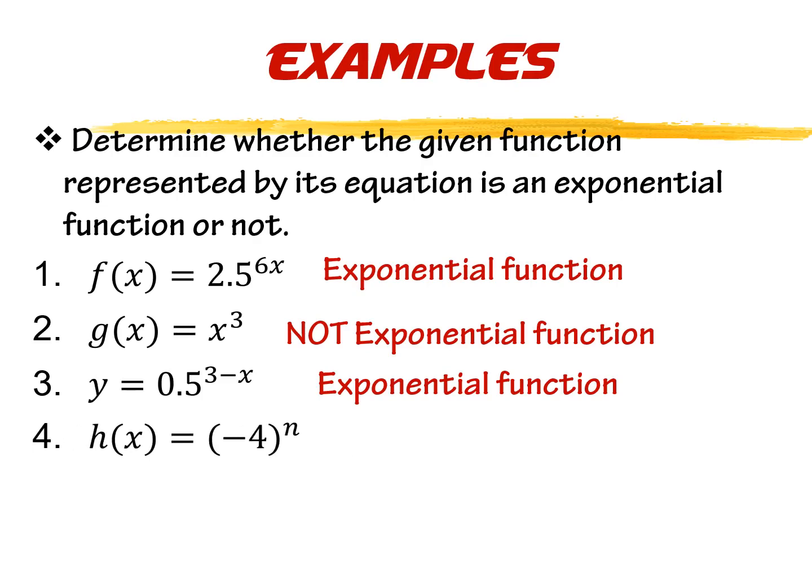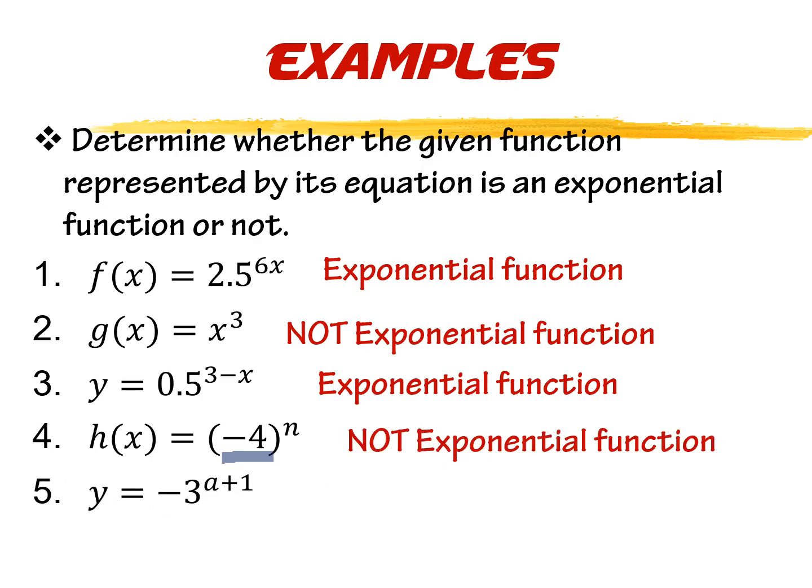Number 4, you have h of x is equal to negative the quantity of negative 4 raised to n. So here your base is negative 4. And your variable is the exponent n. But since your base is less than 0, and we know that your base should be greater than 0 but not equal to 1, and negative 4 is less than 0, this one is not an exponential function.